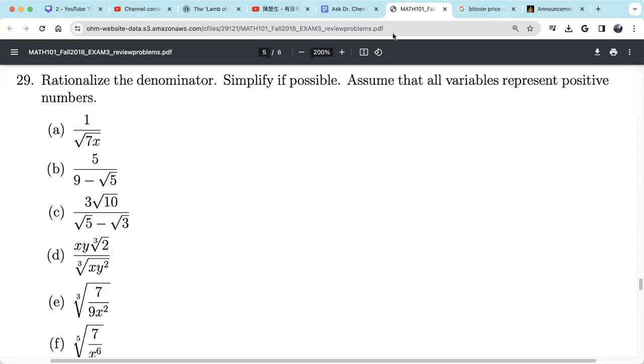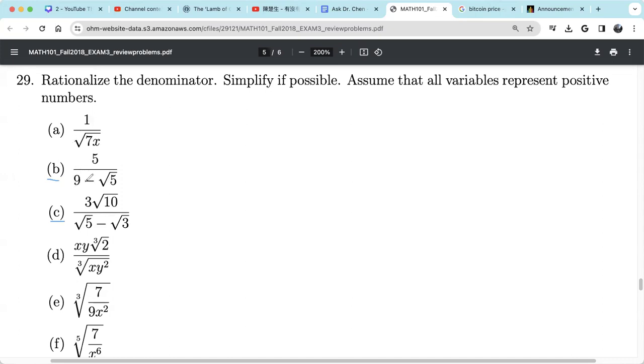Okay, we have two more questions left for 29. So B and C. So the denominator is, we have two terms. It's different from others. So others, we have one form, right? This is all the others. We have a multiplication. Just one term. But B and C, we have two terms.